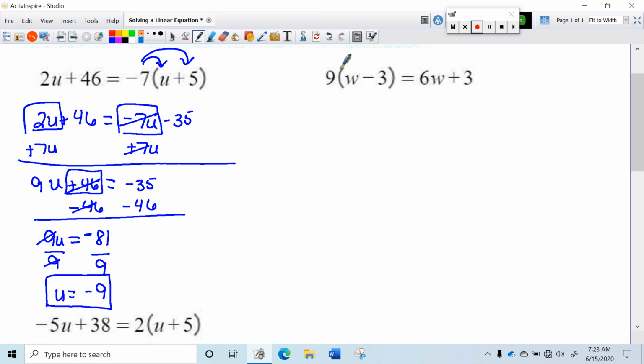So again, get rid of the parentheses first. 9 times w is 9w. 9 times negative 3, there's not two negatives there, so it doesn't cancel out. So that's a negative 27 equals 6w plus 3. I'm going to look at the w's next to see what the smallest one is. That's a 6. Okay, so the opposite of positive 6w is negative 6w.